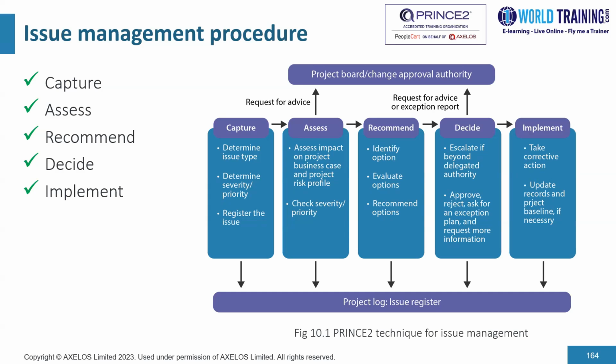And then the fourth step is to decide if it is within the responsibility of the project manager, or rather within the delegated authority of the PM. The PM could take a call on the issue, or if it goes beyond his or her level of authority, they might escalate. And as a part of decision, there is a decision made either pertaining to approving the issue resolution option, or rejecting it, or asking for an exception plan and requesting for more information.